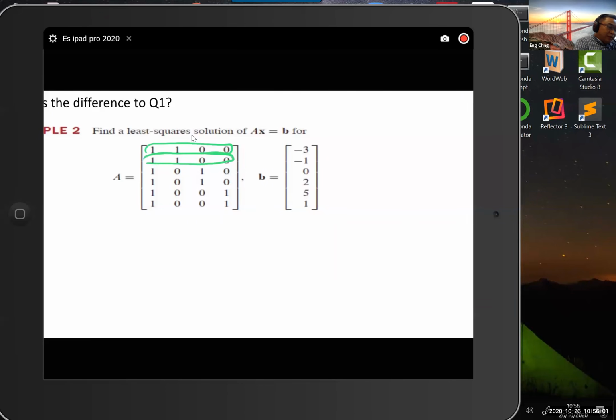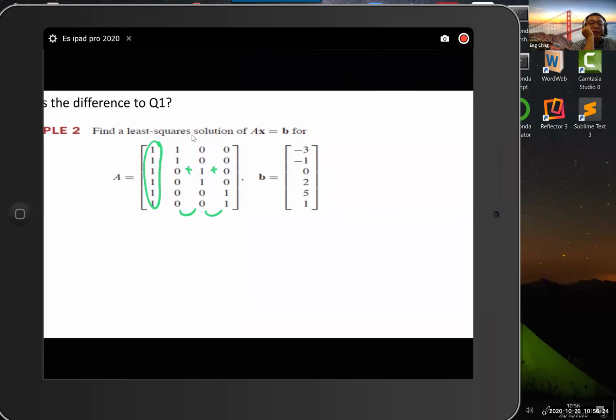So the first row and the second rows are the same. The third and the fourth are the same. Rows 5 and 6 are the same. So they have dependent rows. They also have dependent columns, which is also interesting. This first column is actually the sum of the second column plus the third column plus the fourth column.